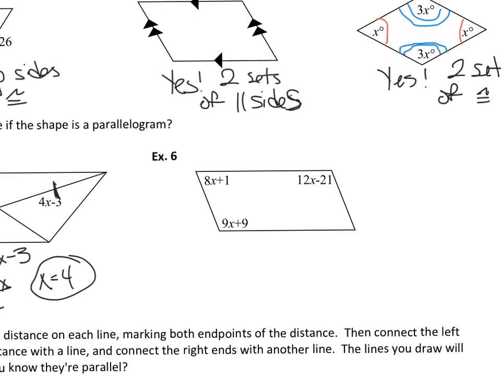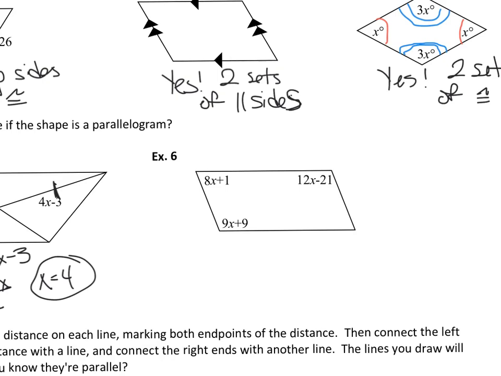Another option that I have is that I know that I have two consecutive interior angles. I've got two different sets of them actually. So I've got this angle here, 9x plus 9, plus this angle here, 8x plus 1. That should equal 180 degrees. Or I can look at this angle, my 8x plus 1, plus my 12x minus 21. That also should equal 180 degrees.